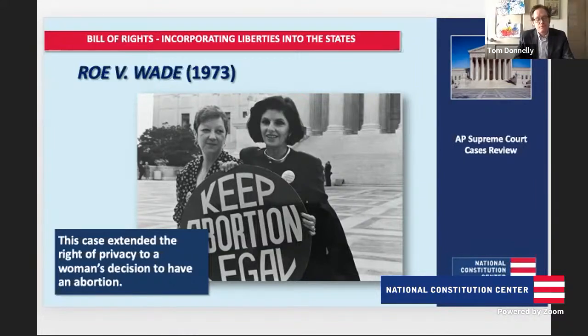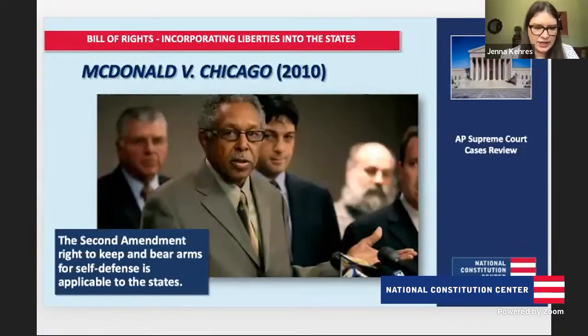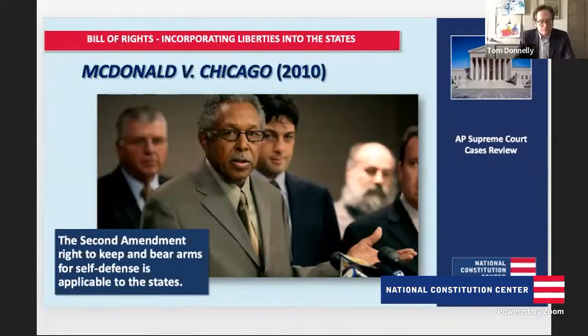Okay. And finally, in this category, we're going to look at McDonald v. Chicago, 2010. So this is a Second Amendment case. Yeah, so this is a case involving whether or not the Supreme Court should incorporate the Second Amendment's protection to keep and bear arms against the states.